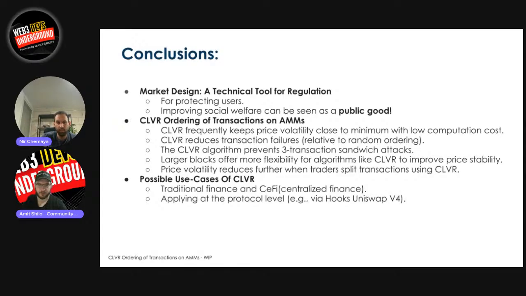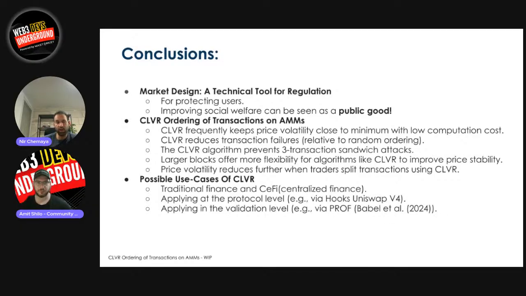Another way to implement Clever is on the protocol level. So you can use maybe Uniswap version 4, kind of a hooks platform, to build within the smart contract of the AMM, so that the smart contract is already going to implement Clever on the application layer.